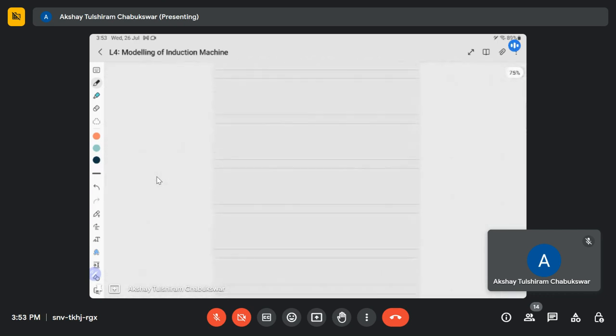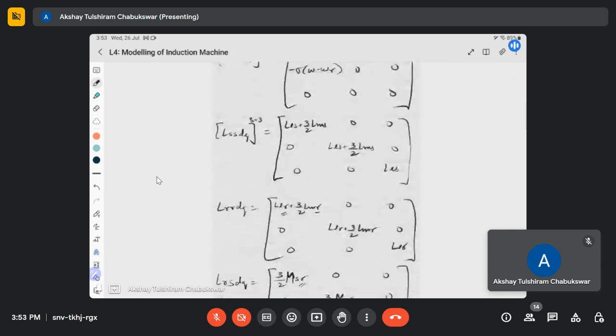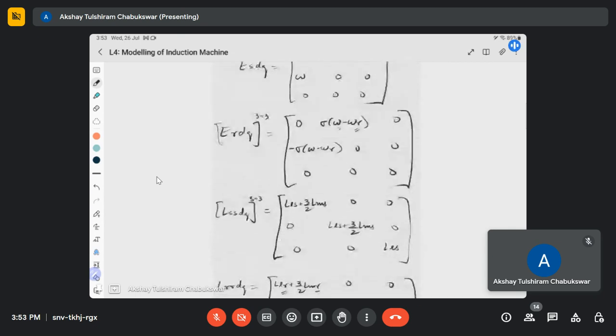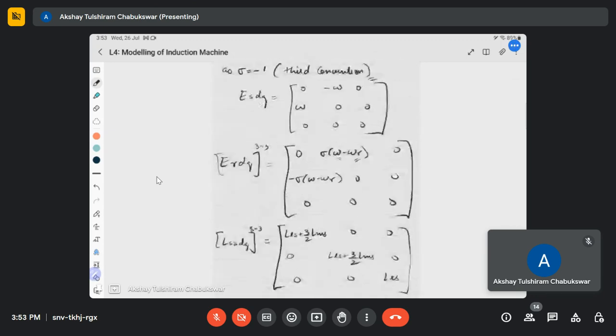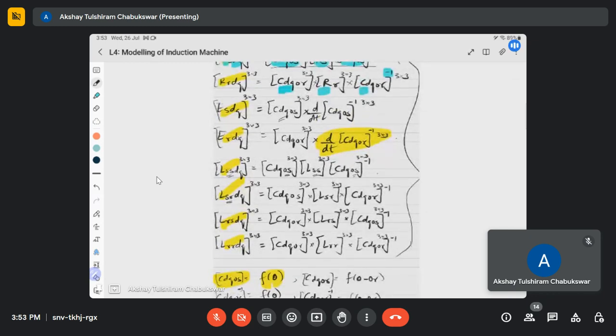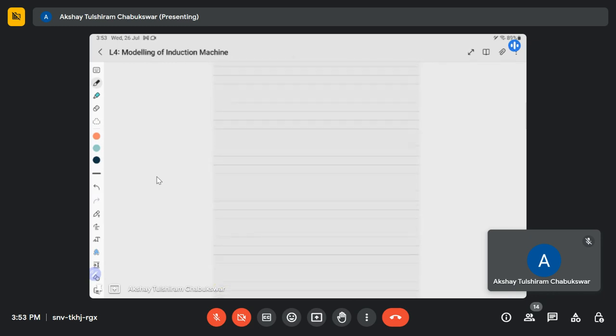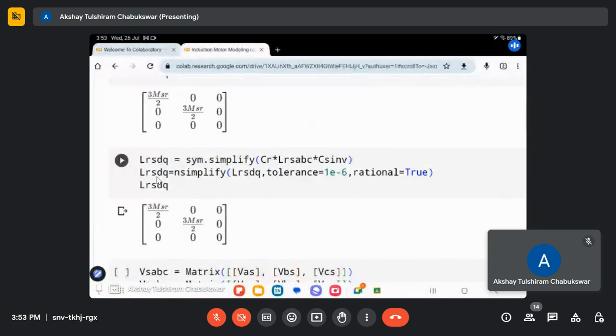So after finding this equation, you have to substitute. Omega is either omega S, omega R, or 0. So basically all the three terms are known. So all the equations you find here, if you substitute the values of these matrices in the above equation, you will find all the dynamic equations are constant in nature. So one final equation in terms of dq you will find in this code only.